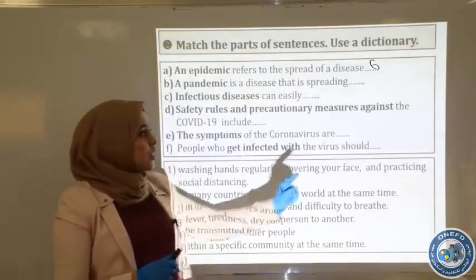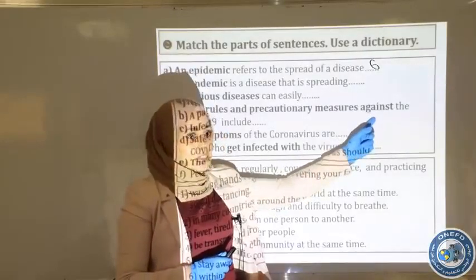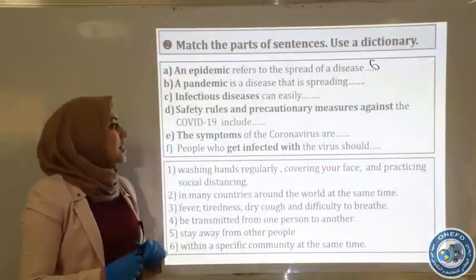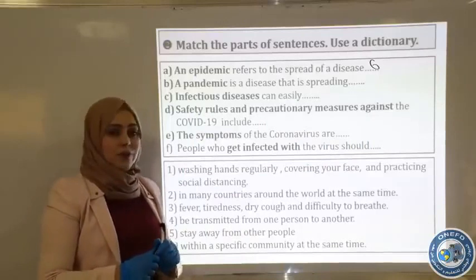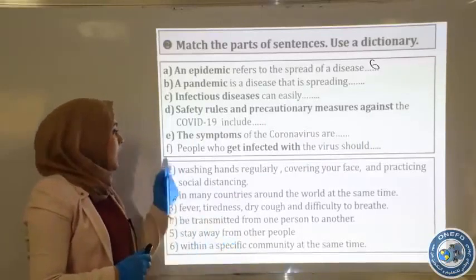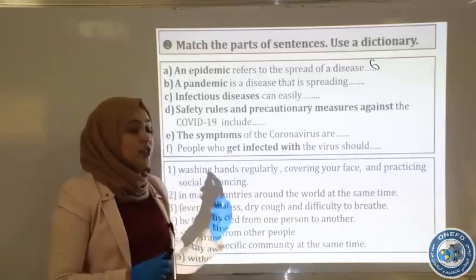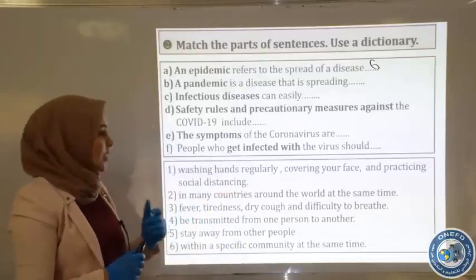Here I want you to notice the use of the preposition against. We use it with these expressions. Then, E, the symptoms of the coronavirus are. F, people who get infected with the virus should do something. What is it?